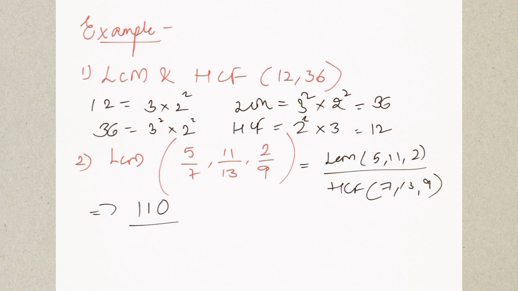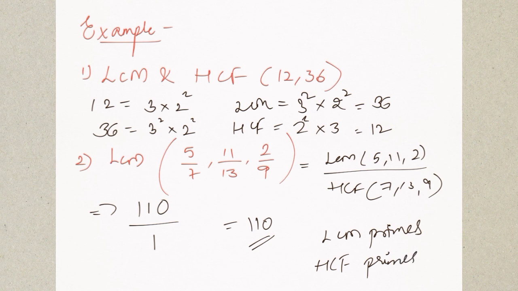Now HCF of the denominators. You see that again 7, 13 and 9, these are again prime numbers. So the HCF of primes is obviously going to be 1, because the factors are themselves and 1. So simply put down 1. Whenever you're seeing prime numbers, you're going to use these tricks. This will help you in saving time. Whenever you're seeing the LCM of prime numbers, simply multiply. Don't waste time on doing it. Now HCF of primes, simply just write 1. Close your eyes and write 1. That's it. These things you should remember.